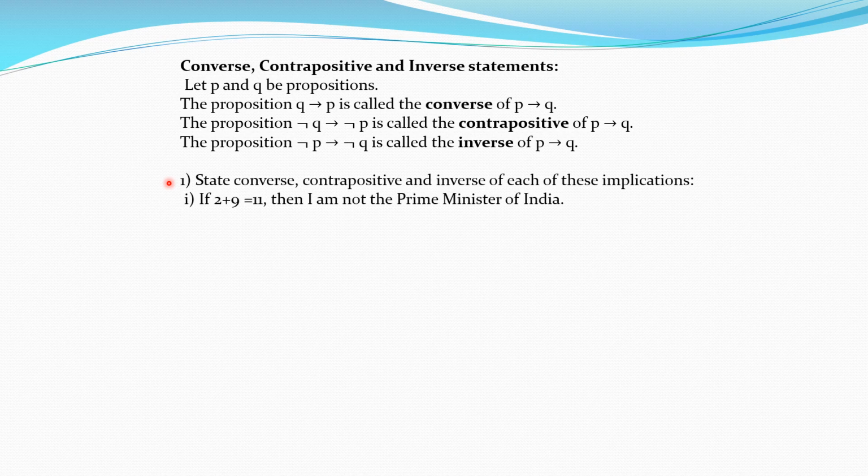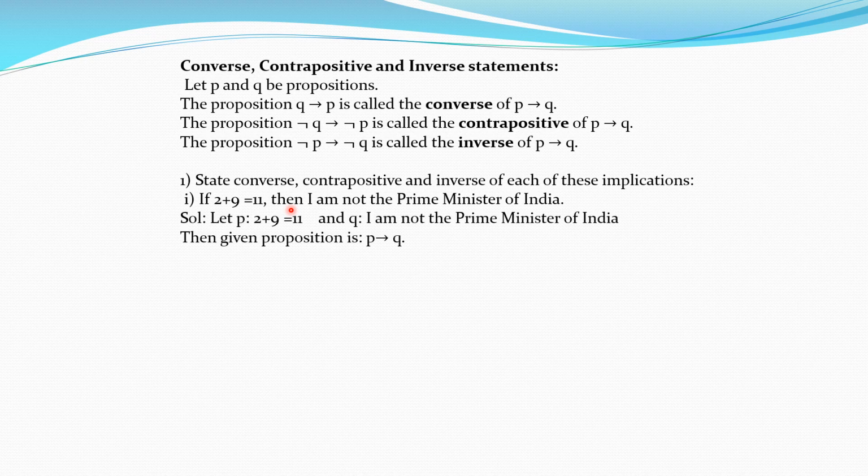Now see how to write the converse, contrapositive and inverse of a given implication. Now first is: if 2 plus 9 is equal to 11, then I am not the Prime Minister of India. First you must understand what is P and what is Q in the given implication. The part after if is P and the part after then is Q. So here P is 2 plus 9 equal to 11 and Q is I am not the Prime Minister of India. Then our statement is P implication Q.